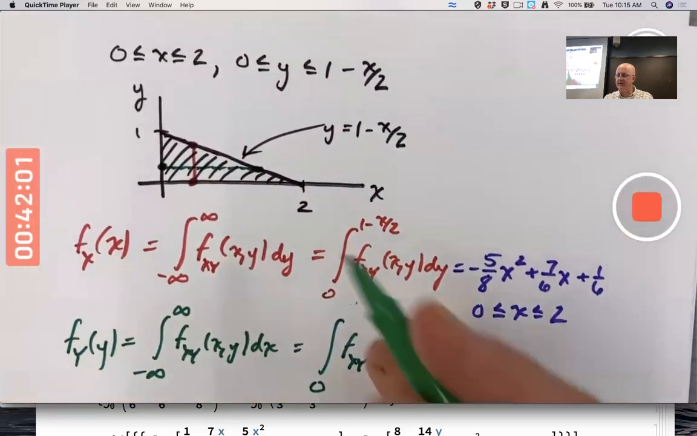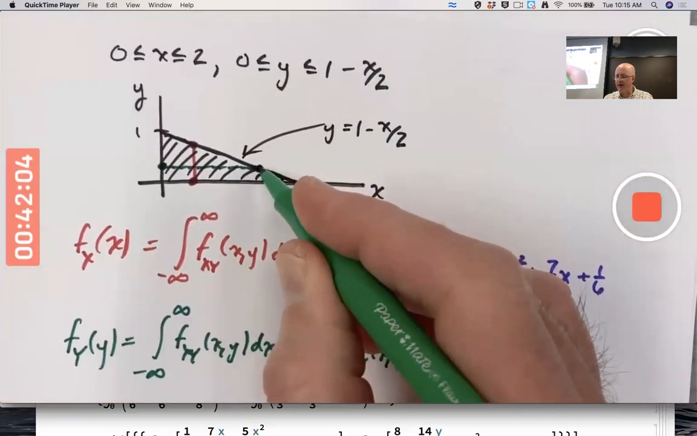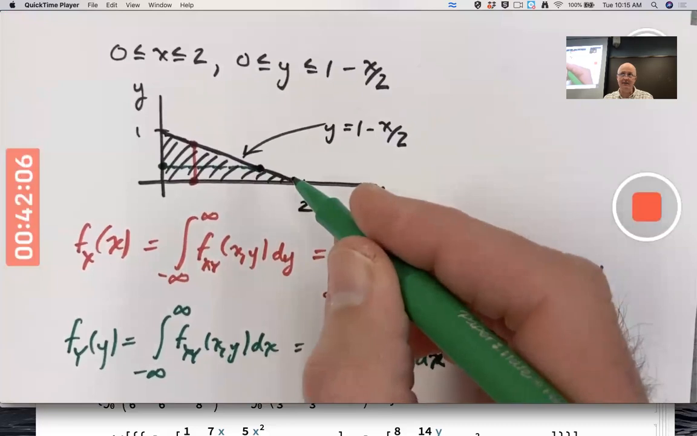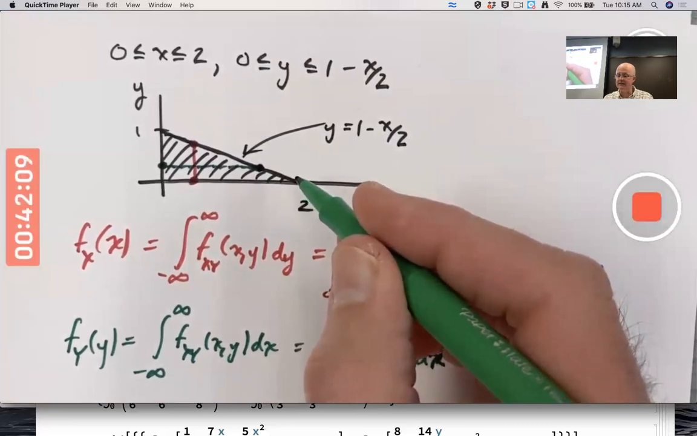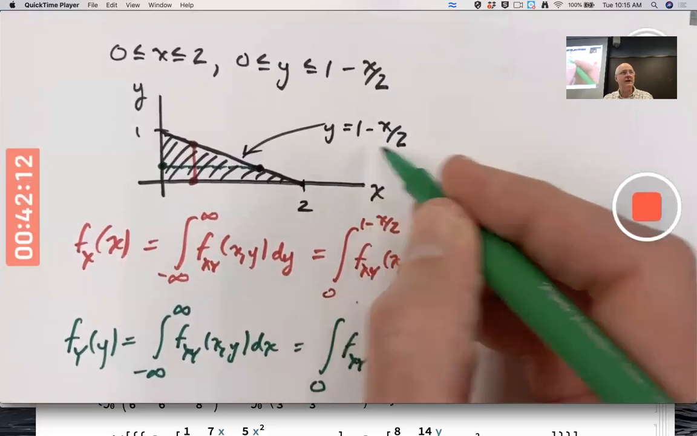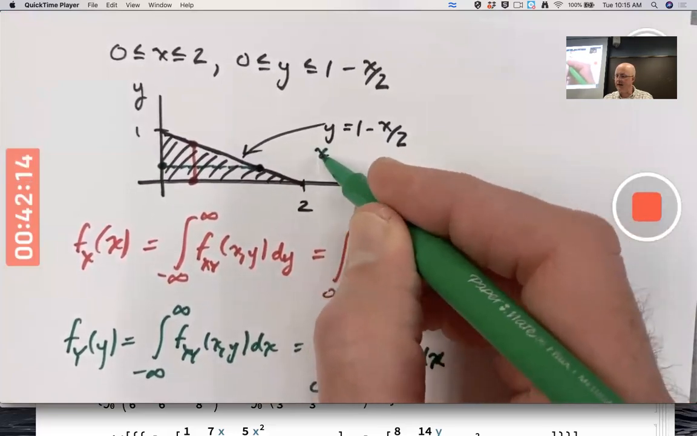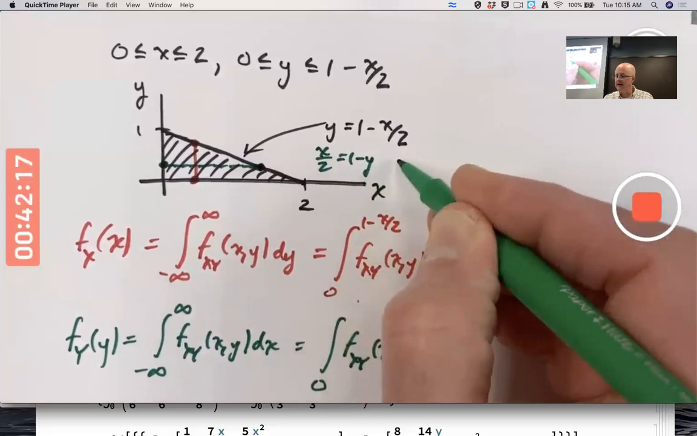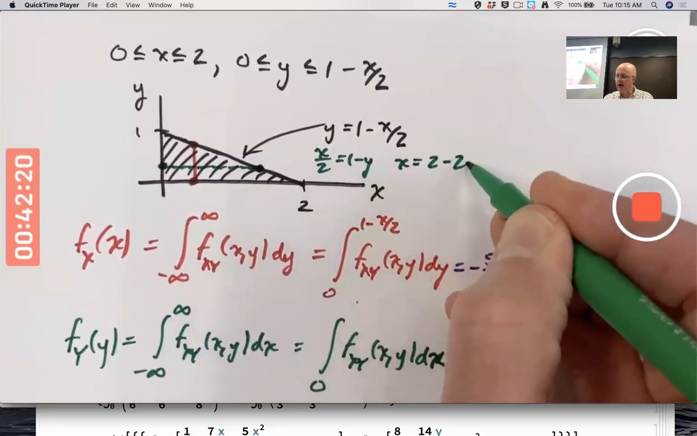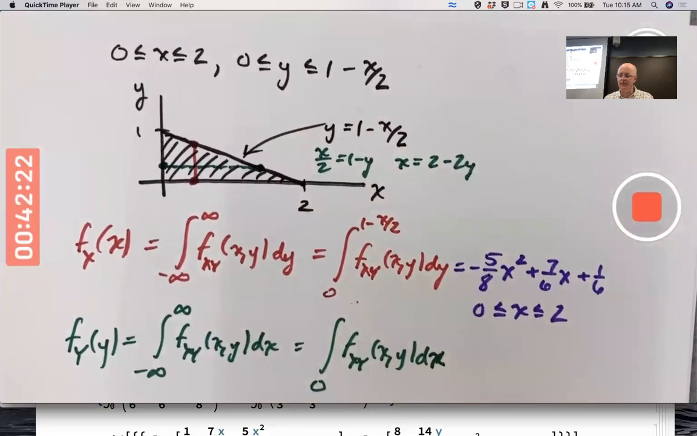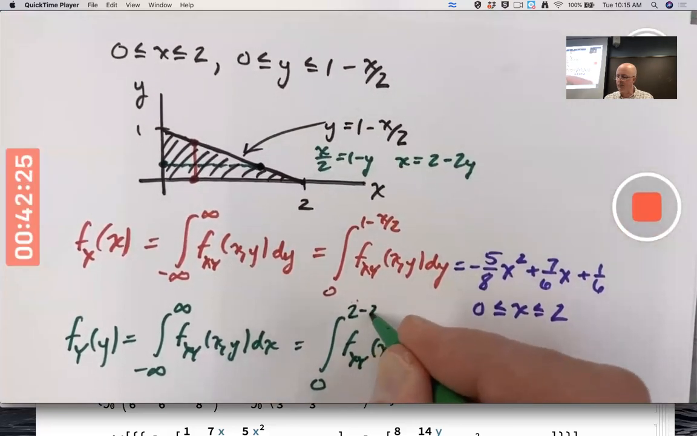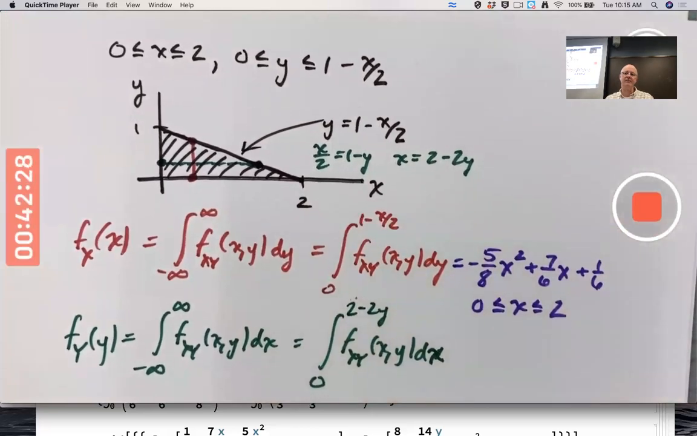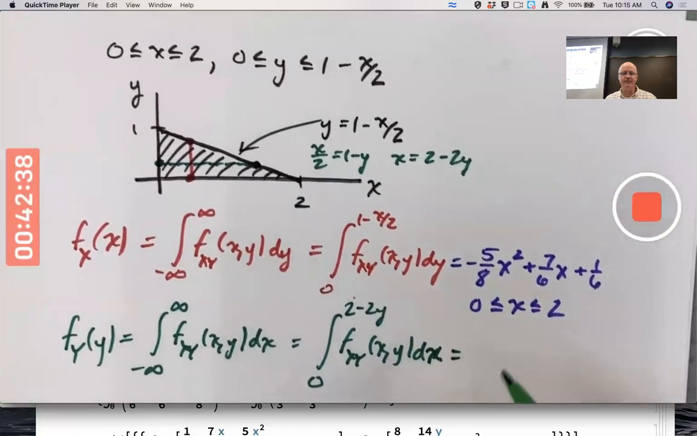0 is the first coordinate. What's the first coordinate of that point right there? It depends on Y, not X. Take this equation and solve for X. X over 2 is 1 minus Y. X is 2 minus 2Y. That's the upper limit of the integral, 2 minus 2Y. Again, we'll have Mathematica do the details.